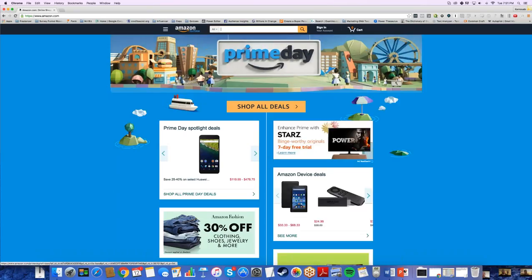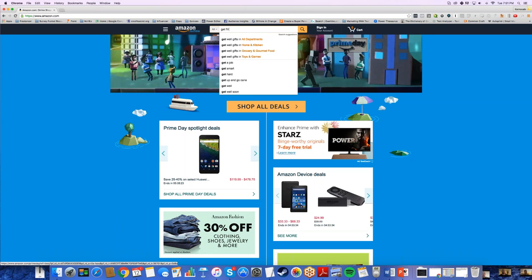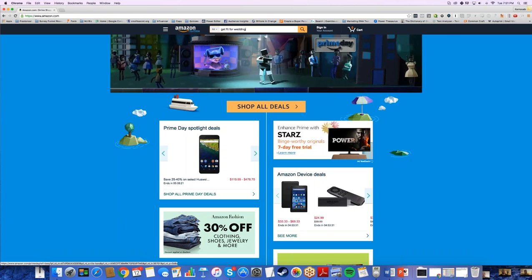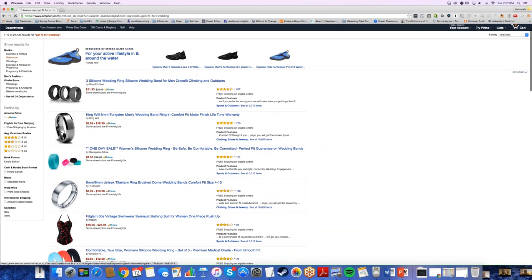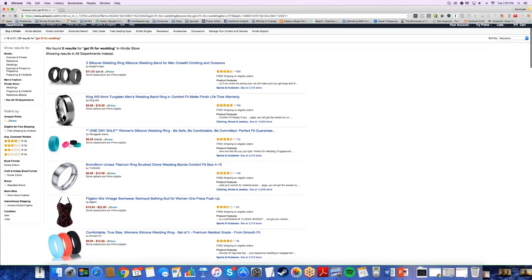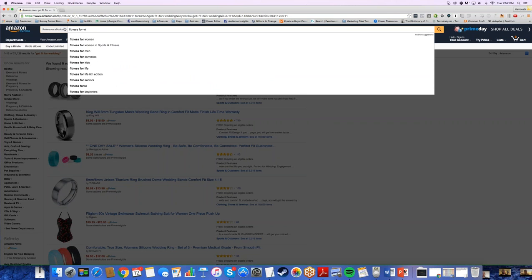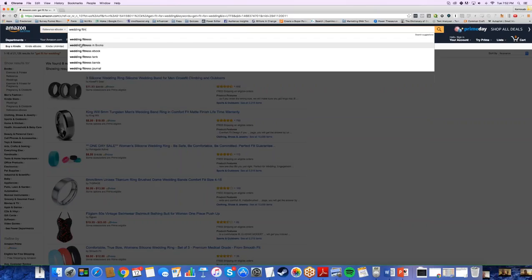And I will increase some of this stuff. Oh, that's right. It's Prime Day. So we're going to look up, let's see, get fit for wedding. See what pops up there. In all 30 departments, let's talk about reference ebooks real quick. Nothing? All right. Dig around, see if we can't find anything. Fitness for wedding. Nope, nothing. Wedding fitness. There we go. Wedding fitness and books.